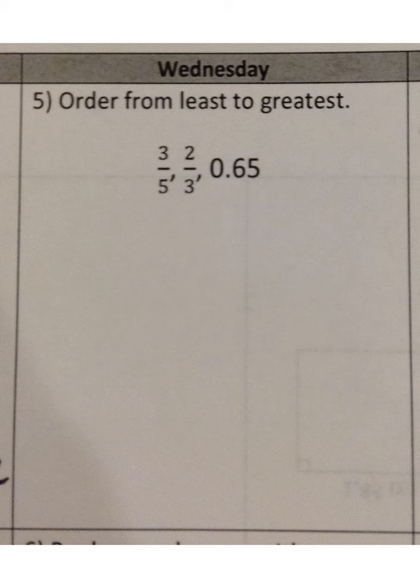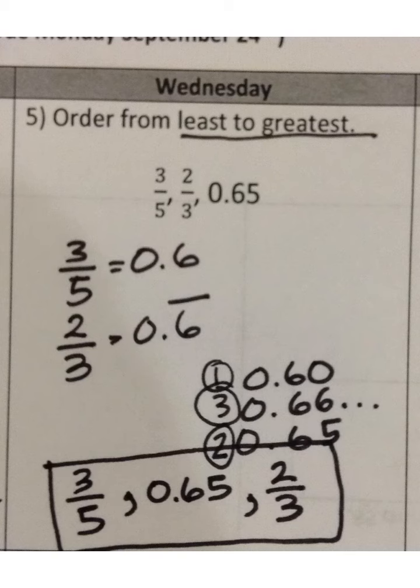Number 5, order from least to greatest. So choose the option that has the correct order from least to greatest. What I did is I know that 3/5 is 0.6, and 2/3 is 0.6 repeating. And again, if you have not memorized those ones, you're going to do "in and out" and divide and make that fraction into a decimal. Then down here, I stacked them on top of each other and compared place value. And so 3/5 is the least, then 65 hundredths, and then 2/3.